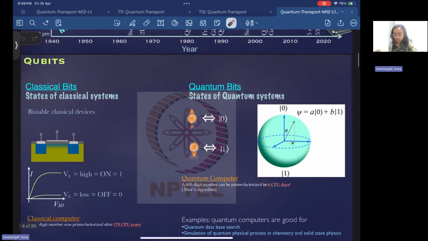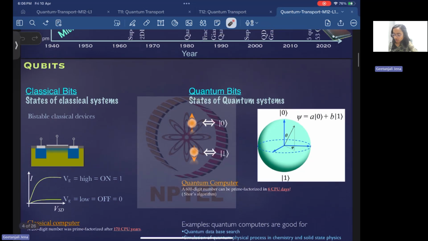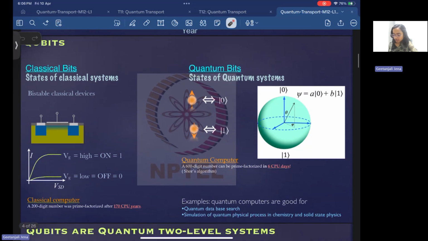So the classical bit only exists in one definite state. It's not like both states exist at the same time. At a particular time, we can either have current flowing through the system, so we represent it as voltage being high, or the on state, and we can represent it by a classical bit of 1. And in the other case, we can have a low state where the current flowing through this MOSFET is low. So we represent it by a zero state or off state.